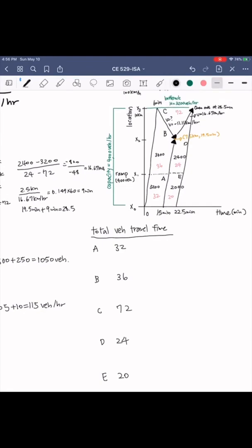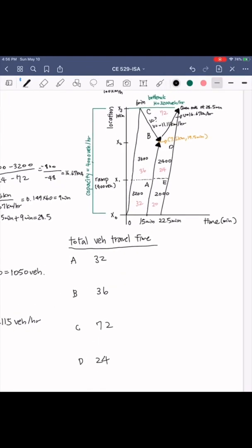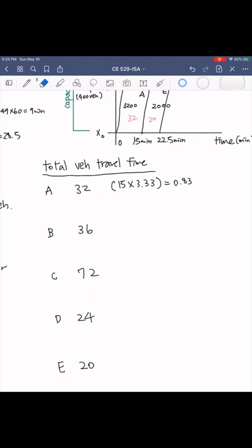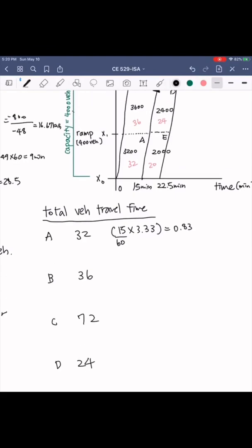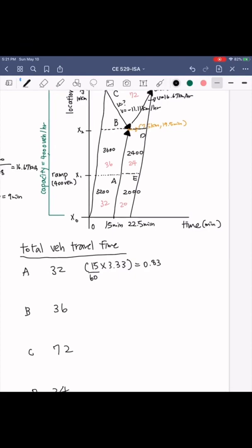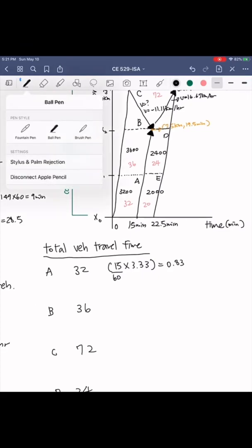So let's now calculate the area of A, which will be base times height. So 15 times 3.33. And make sure that you divide the 15 by 60 because you want to calculate the vehicle hours in 15 minutes. So let's take a look at B here now.